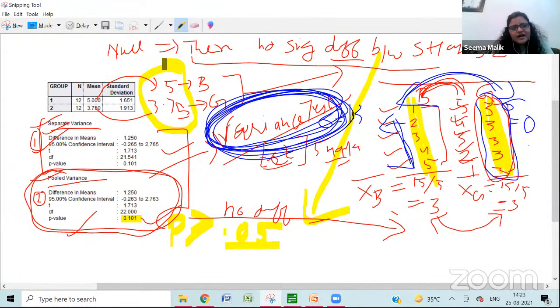Though there exists some difference between 5 and 3.75, statistically it is not significant. The difference can be due to sampling fluctuations, due to a small sample. If we increase the sample size, the study hours of girls would be closer to the study hours of boys. There is no significant difference. So these are the interpretations of the independent t-test results.